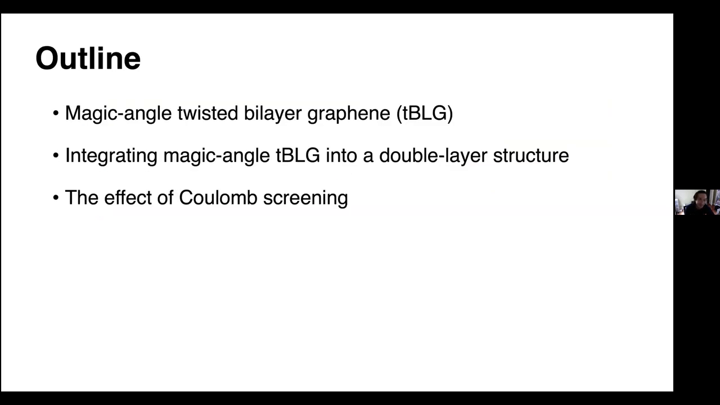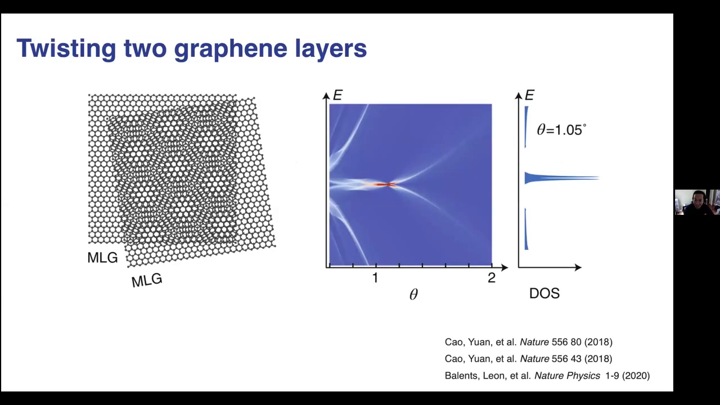So here's the outline of the talk. Because this is the last session and you've heard so much about magic angle twisted bilayer graphene, I will skip the introduction part. I will spend most of the time telling you about how we integrate magic angle twisted bilayer graphene into a double layer structure, and also how we use the structure to study the effect of Coulomb screening on various different quantum ground states.